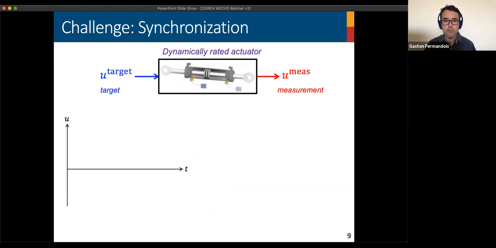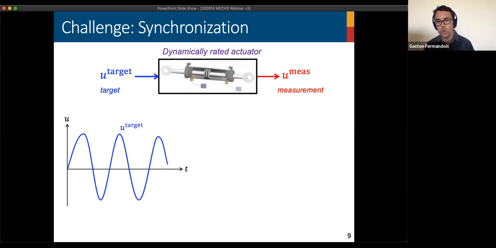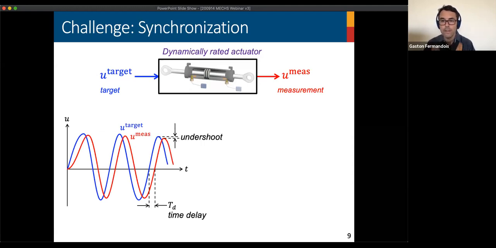signal. If we plot this in time, if we want the actuator to move according to the trajectory in blue, the actuator, due to its inherent dynamics, is going to move as the curve shown in red. And this creates two types of errors when we conduct real-time hybrid simulation. One is undershoot. So basically, we're going to have errors in the amplitudes of the displacements that we want to impose. But not only that, we are also going to have delays.